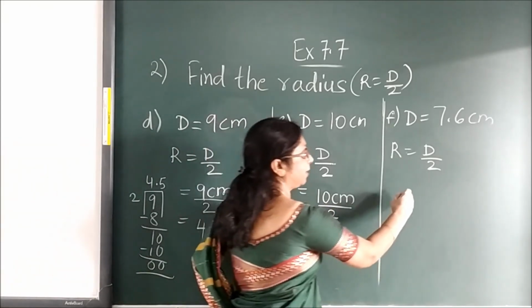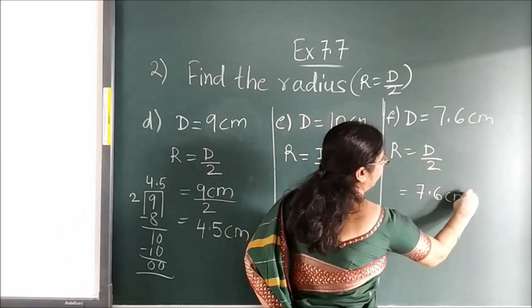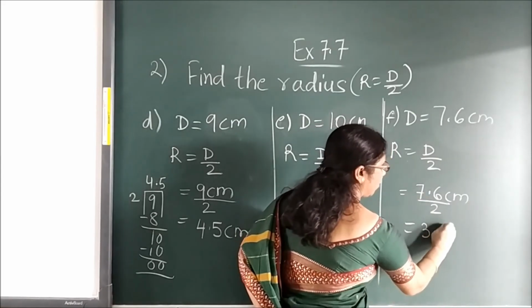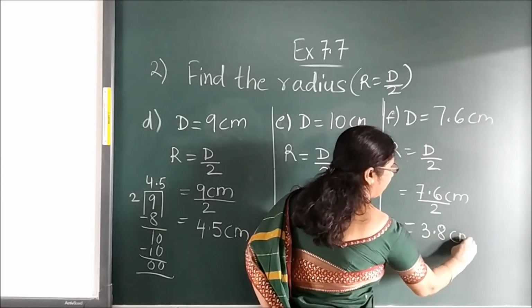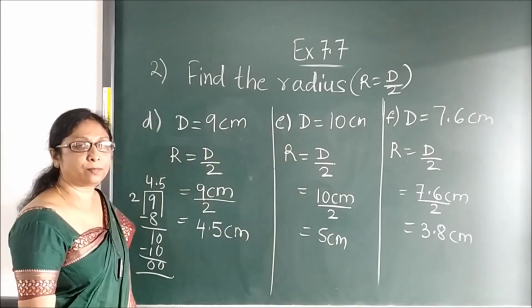Then here again you write the formula, place the value and divide it. You will get the answer. 2 3s are 6 and 2 8s are 16. In this way you can find the radius.